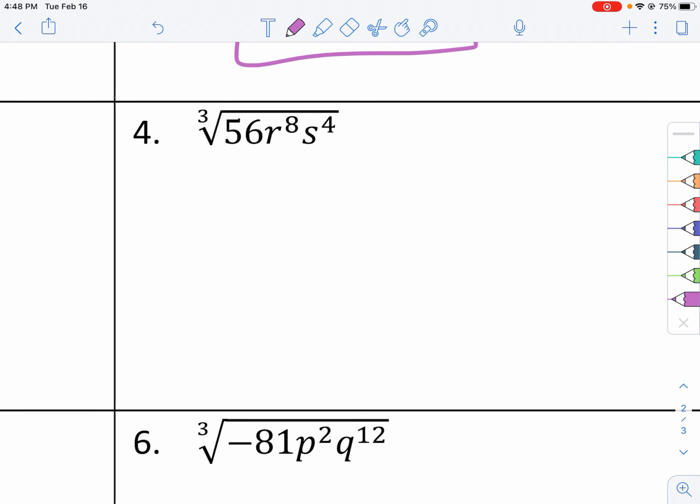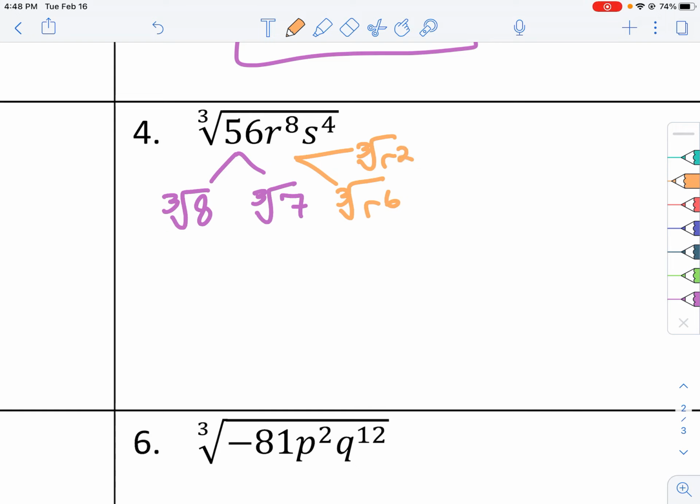Number 4, we have the cube root of 56. All right, so 56 is 8 and 7. So that's going to be the cube root of 8, cube root of 7. R to the 8th power is going to be the cube root of r to the 6th, cube root of r squared. And then s to the 4th is the cube root of s to the 3rd, cube root of s. Okay, and if you're still struggling with this, s times s cubed gives you s to the 4th. R to the 6th times r squared gives you r to the 8th. All right, that's how I'm getting those numbers.